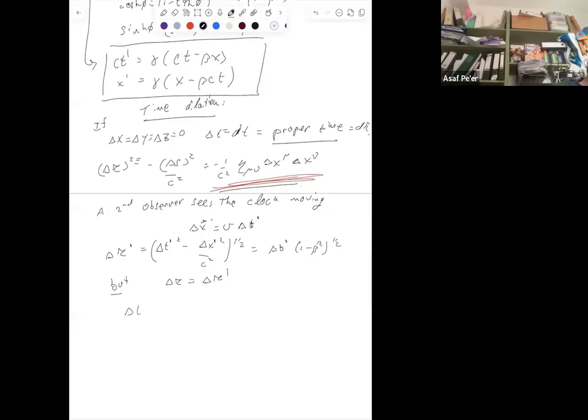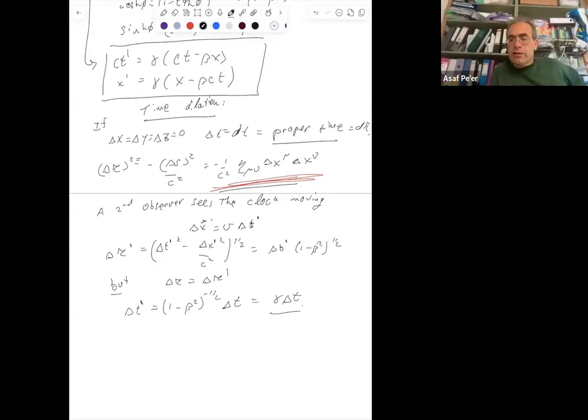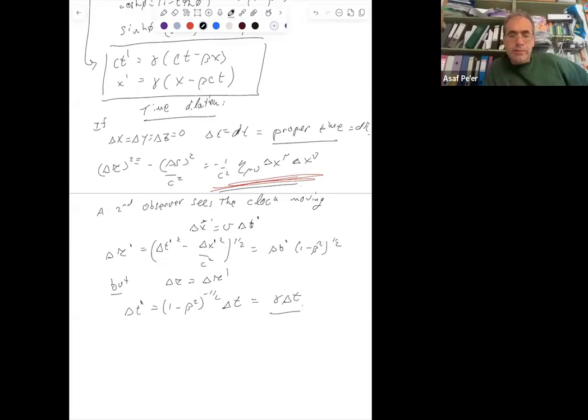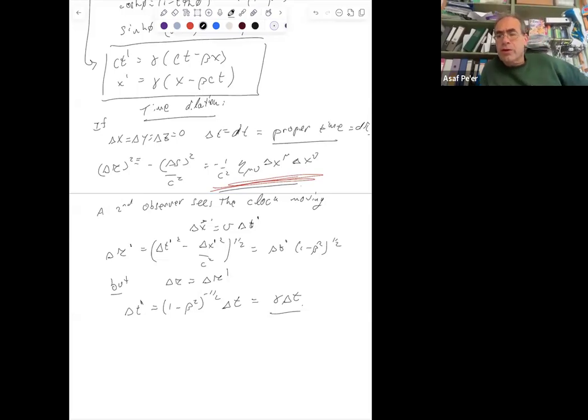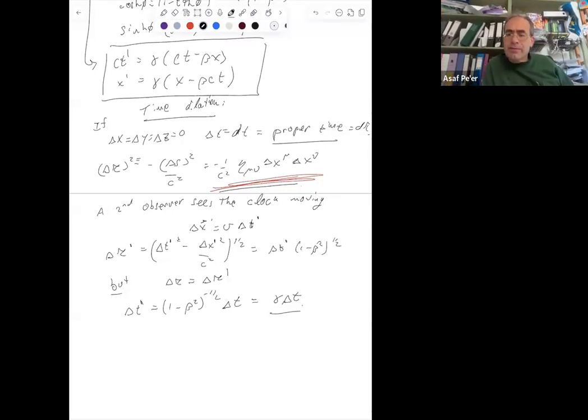And so you get that delta t prime is 1 minus beta squared to the minus 1/2 times delta t, which is gamma delta t. So you will be seeing my clock ticking slower. Right? I would live longer. Of course, I couldn't really live longer. If my biological clock says I'm going to die at 100, I'm going to die at 100 years. But from your perspective, it could take much longer if you see me moving all the time.